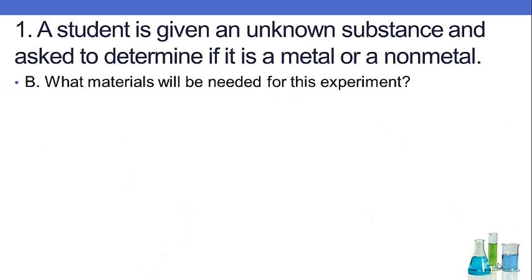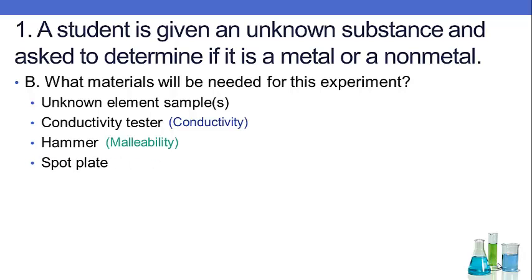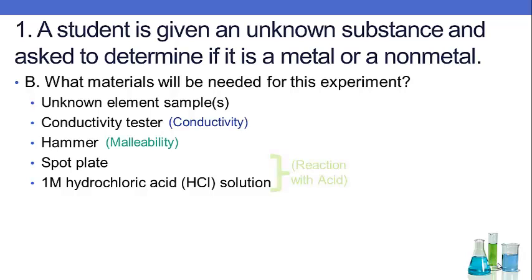So what materials are going to be needed for this experiment? So we'll need a sample to test, so an unknown element sample. We'll need a conductivity tester so we can test the conductivity. We will need a hammer so we can test the malleability. We'll need a spot plate and 1 molar hydrochloric acid solution. So these 2 things will allow us to test the reaction with acid.